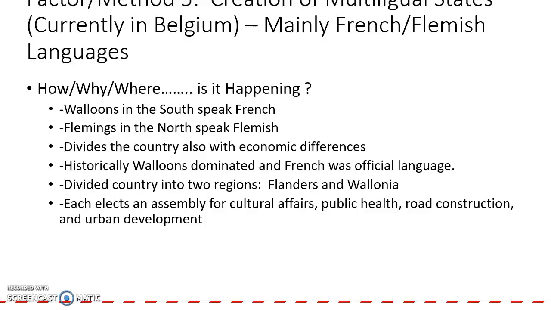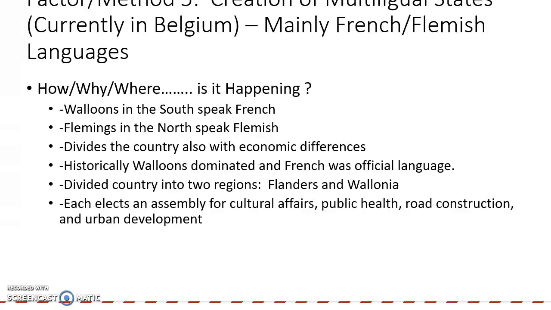So Belgium is actually a divided state. You have the Walloons in the south who speak French and the Flemings in the north who speak Flemish, and there's much contention between the two groups. This divides the country also with economic differences. Historically, the Walloons, who are in the south and speak French, dominated, and French was the official language. And so when there's a dominating group, typically the minority language will tend to fade away.